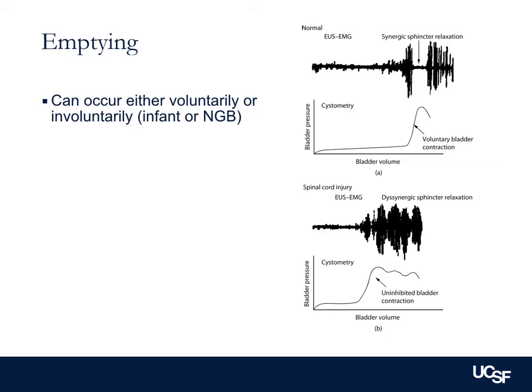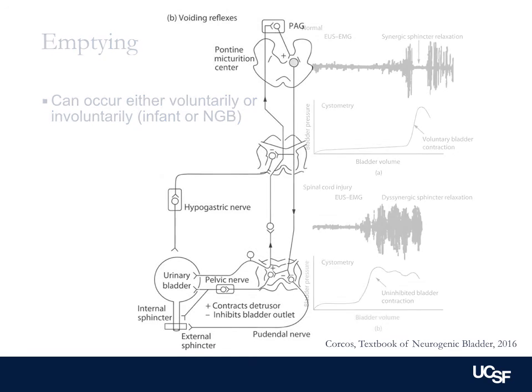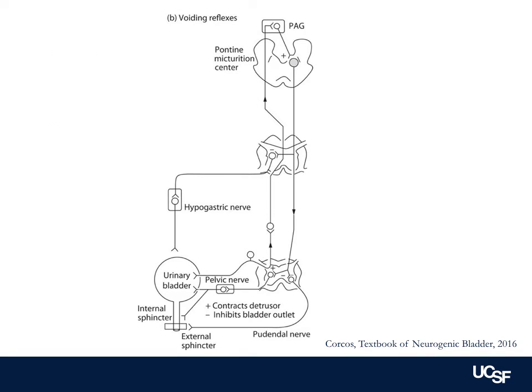Now in an infant, it's a little bit different. You have basically a similar curve to the one on the top. The bladder fills, and then once the bladder reaches a specific volume, you have a reflexic contraction. So it's not voluntary, but it looks similar to that. All right, now moving on to the voiding reflexes.